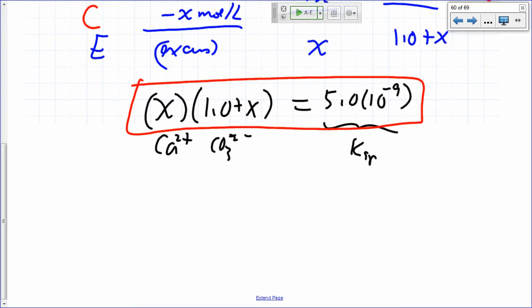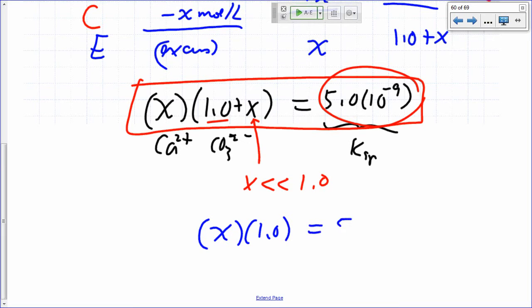Right here you have a quadratic equation, right? So this is where you try to look for a time saver. Do you think I can neglect this x compared to 1? Look at this Keq. Very small number, right? So this reaction will hardly go forward. I don't expect that x to make a difference to the total carbonate concentration. So I'm going to make that assumption that x is very small compared to 1. So how would I simplify this equation? x times 1.0 equals 5.0 times 10 to the negative 9, right?